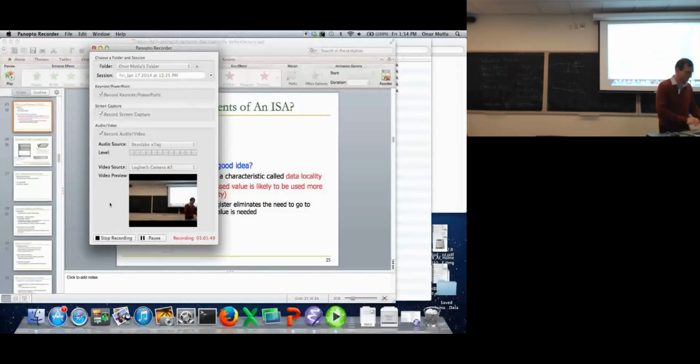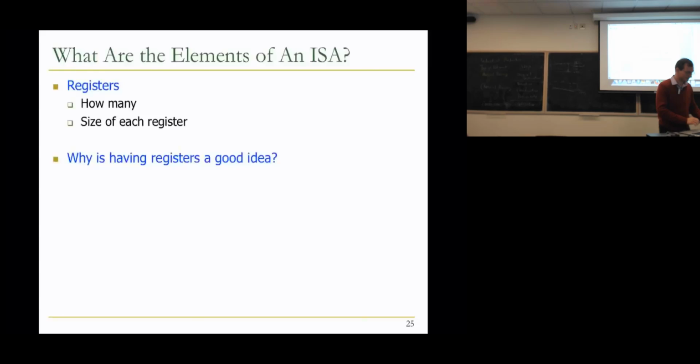The registers you have, and the size of each register. But not all ISAs actually have registers. Why is it a good idea to have registers? We probably covered this before in 213. Memory is slow. That's good. So you want to keep fast storage closer to the processor, right? But why do you want to make it visible to the programmer or the compiler?